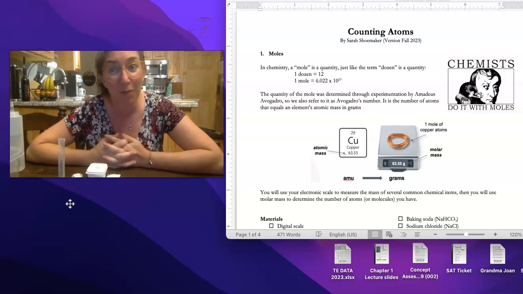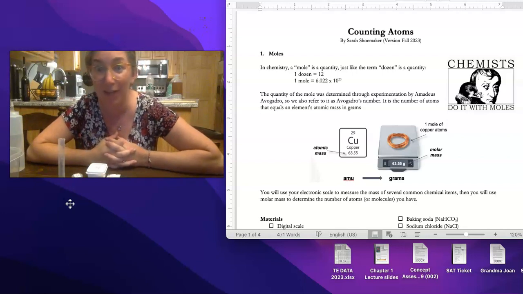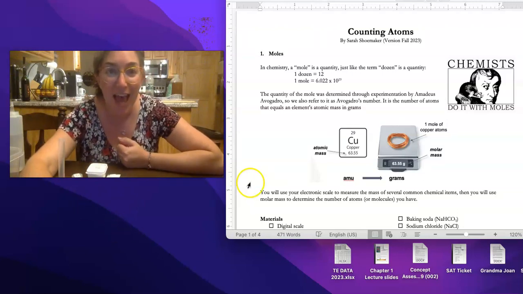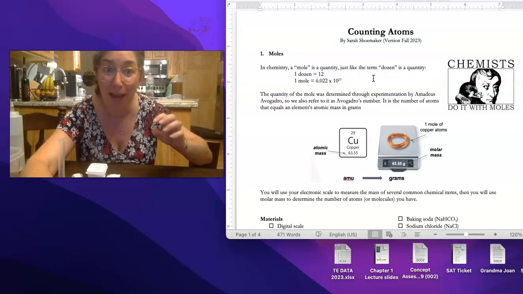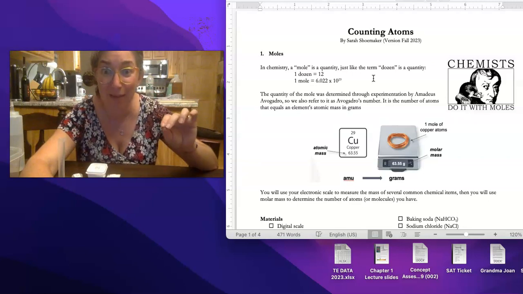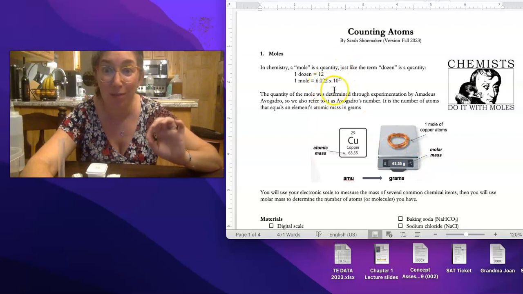Where did this random number come from? It came from a chemist named Amadeus Avogadro, who did some experiments with gases and different elements. And he realized that this number is the number of atoms it takes to make an element's mass in grams match its mass in atomic mass units, AMUs. It's basically a conversion factor between AMUs and grams. So there's 6.022 times 10 to the 23rd AMUs per gram.